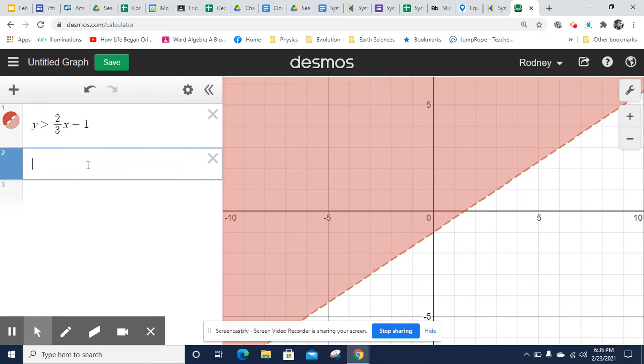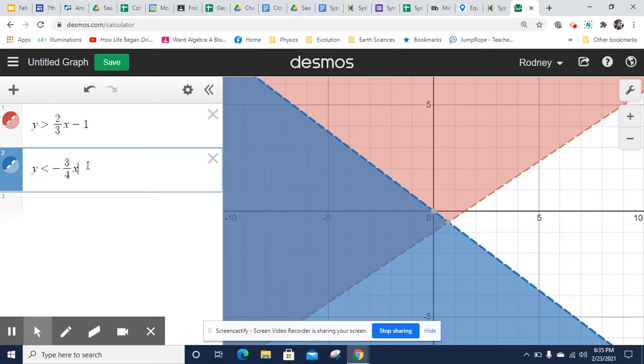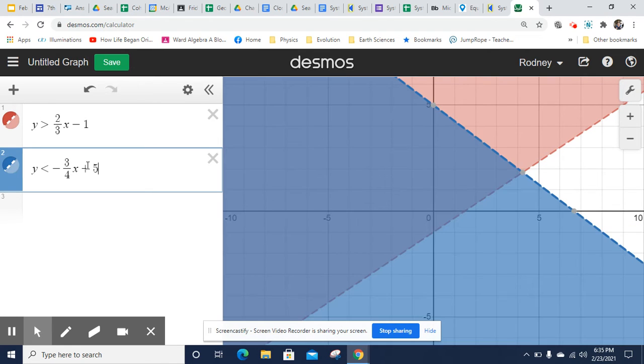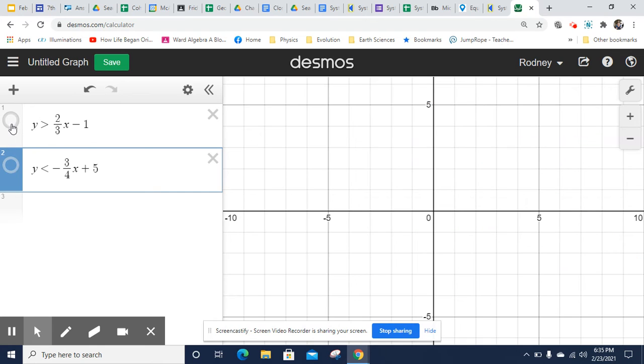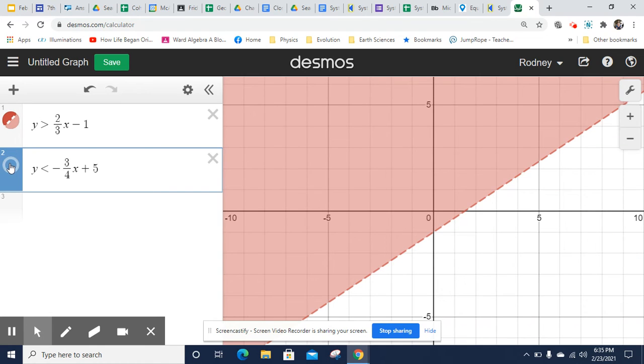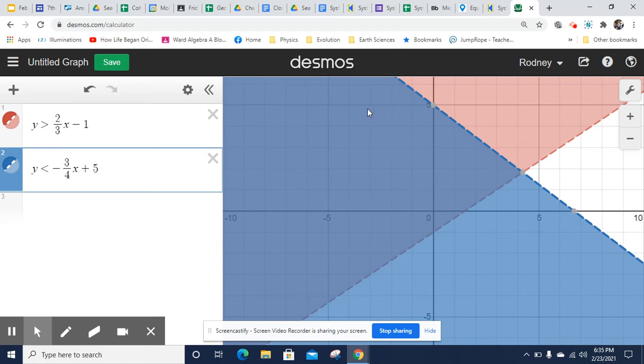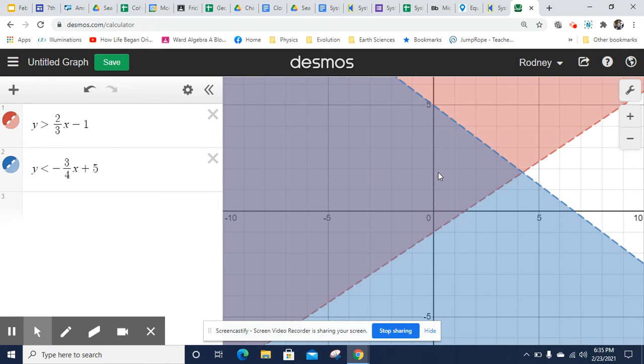So I'm going to create another inequality, and this one is going to be y is less than -3/4 x plus 5. Now this inequality is everything below this boundary line, which is dashed. And you'll see that we've got that inequality and that inequality, and then they have an overlap area. So where these two inequalities overlap is the solution for the system of inequalities.